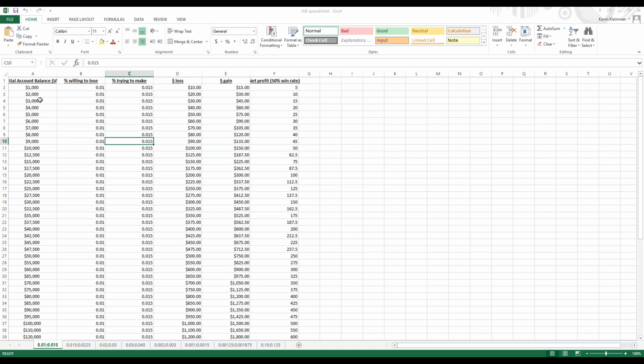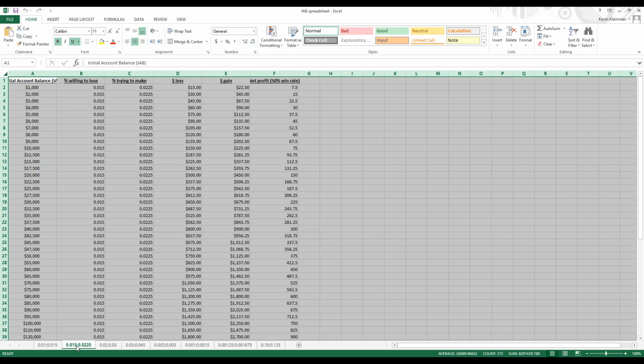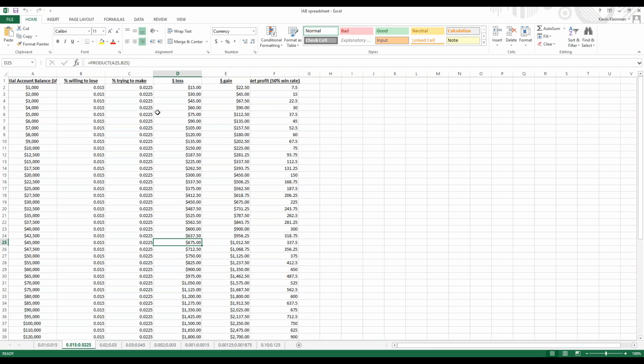I've created a lot of different account balances so you can find yours, and there are a lot of different spreadsheets that model different percentages. The first one's 1% loss, 1.5% gain. The second one here is a 0.0225%, or sorry, 0.0025% gain and a 0.015% loss. I always try to keep a 1.5 to 1 risk to reward ratio in terms of what you're trying to make versus what you're willing to lose.